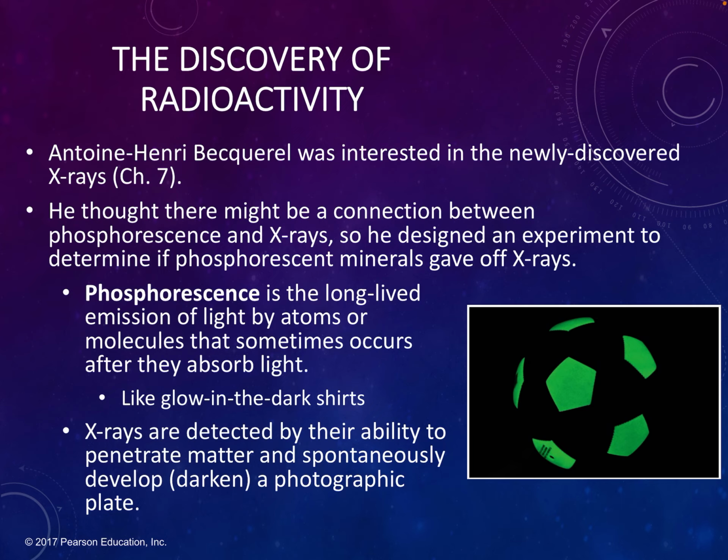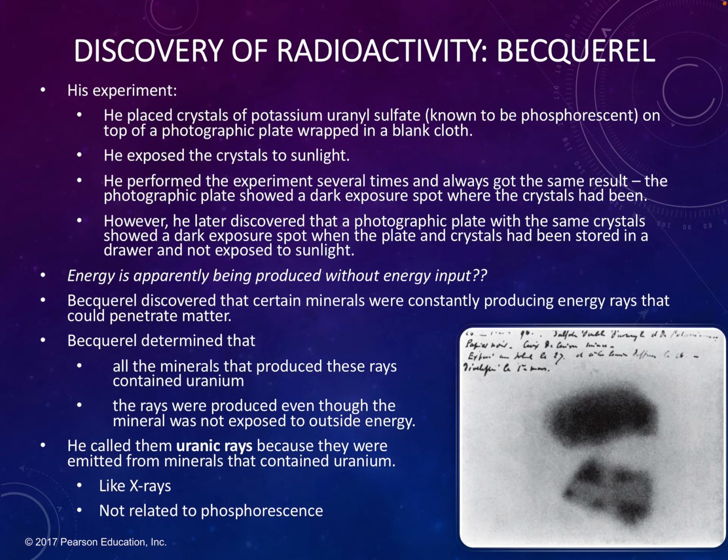So he thought there was going to be a connection between phosphorescence and X-rays because he knows that X-rays give off radiation. So he thought maybe this phosphorescence was doing the same thing. So he designed an experiment to figure out if phosphorescent minerals gave off X-rays. The way that we detect X-rays is with a photographic plate, and if the photographic plate starts to darken or develop, that tells us there's the presence of X-rays, because we can't see them, so we have to use some other way of determining that they are present.